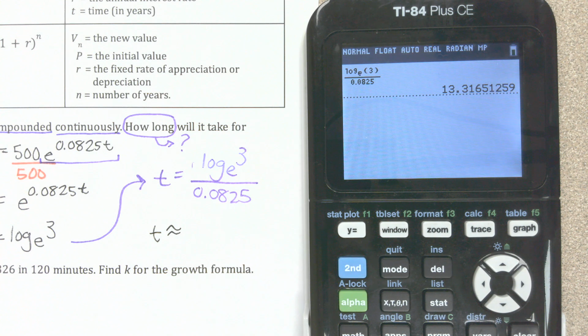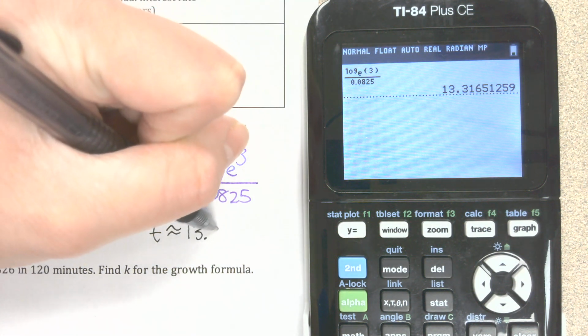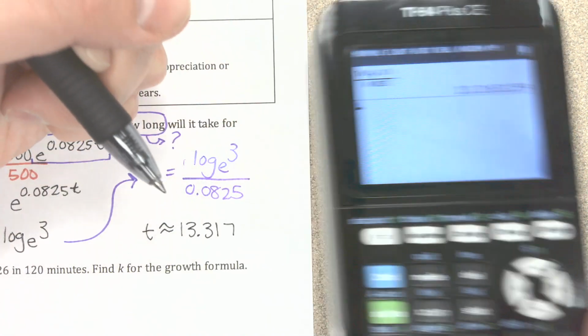Up until this point, and I'll have to check the test, but I'm pretty sure the standard has been and will be 3 decimal places. So that's how many we're going to go out today. 13.317 years.